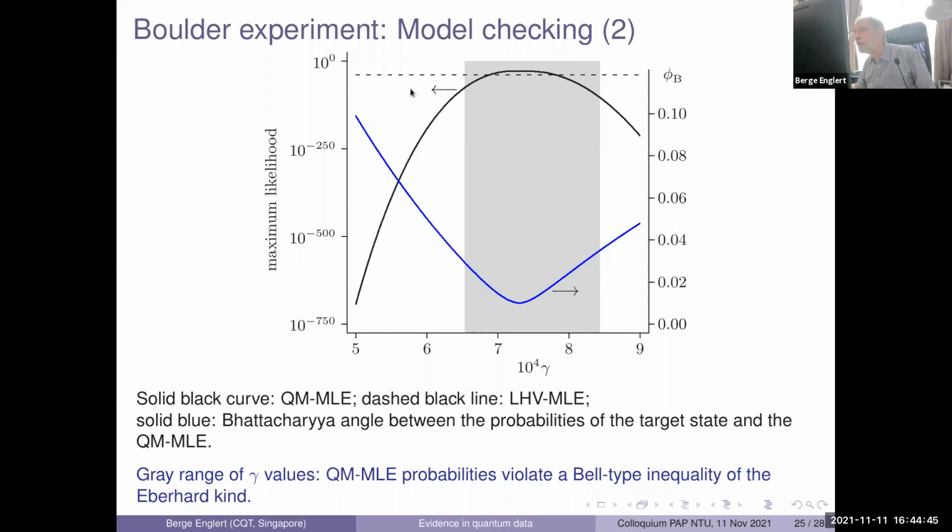So this is the likelihood. Okay, so this is the 10 to minus 40. This is the 10 to minus 700. Okay, on this scale.